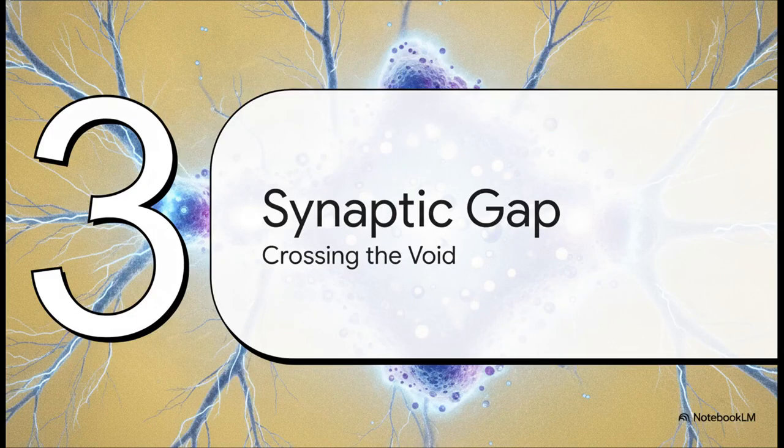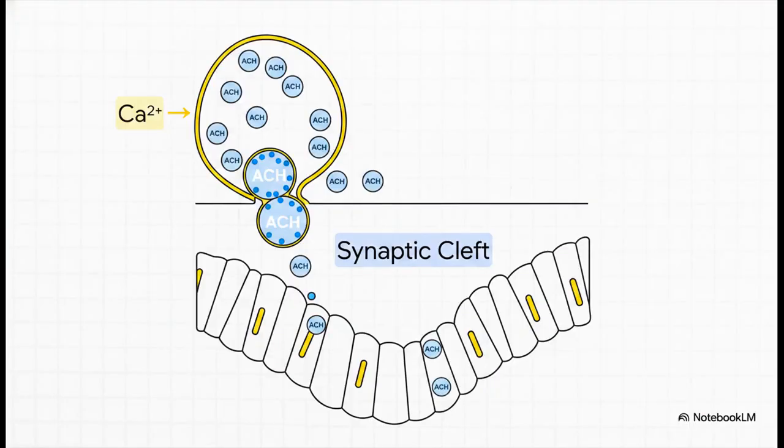Section 3. Crossing the synaptic gap. As this high-speed electrical spark reaches the end of the nerve, we arrive at the neuromuscular junction. This is where electricity has to translate into chemistry. The arriving electrical signal triggers a sudden influx of calcium.